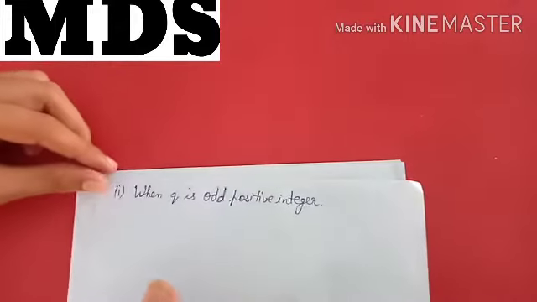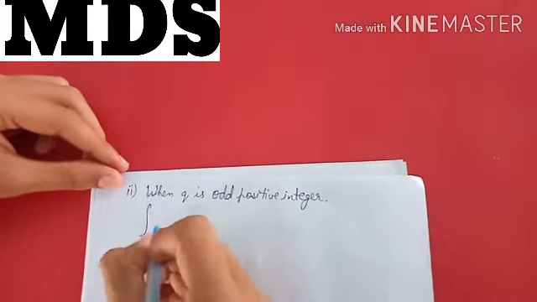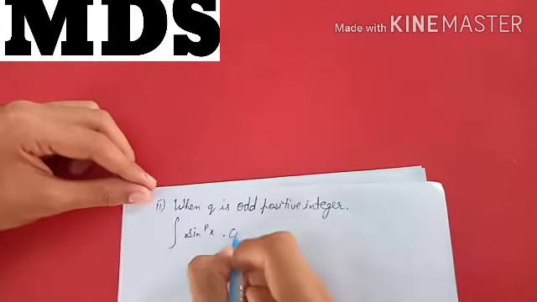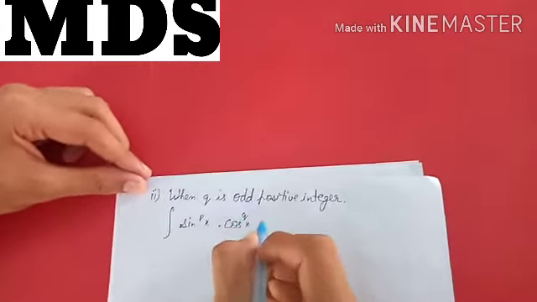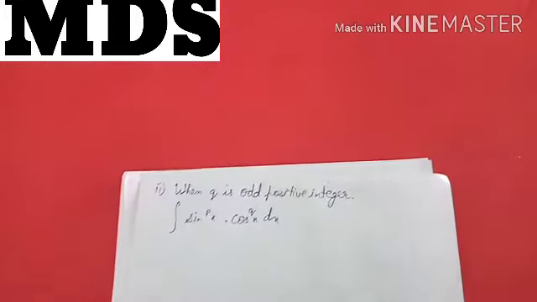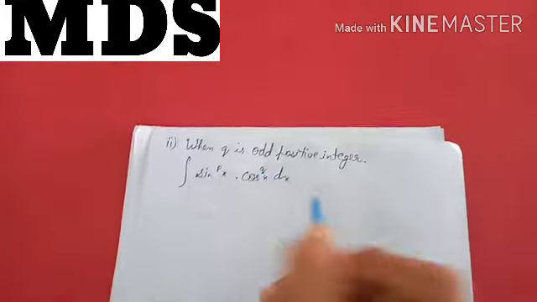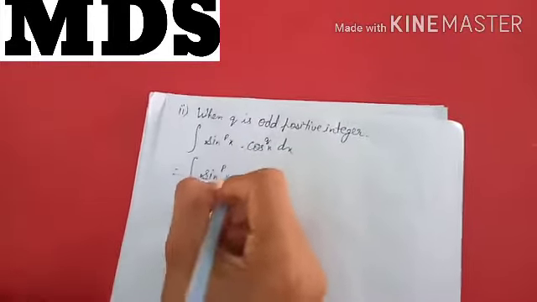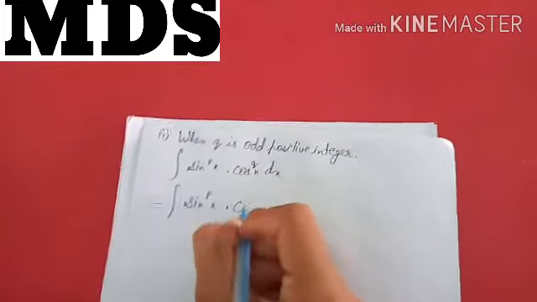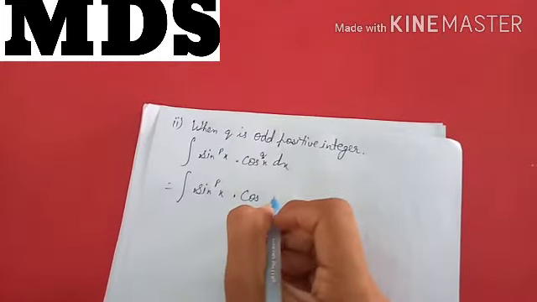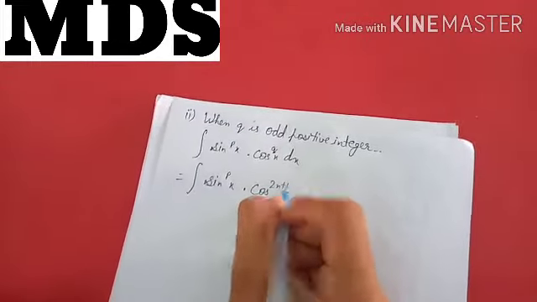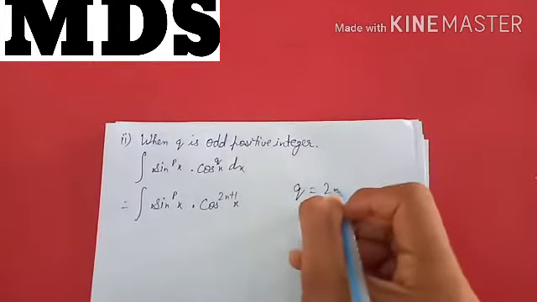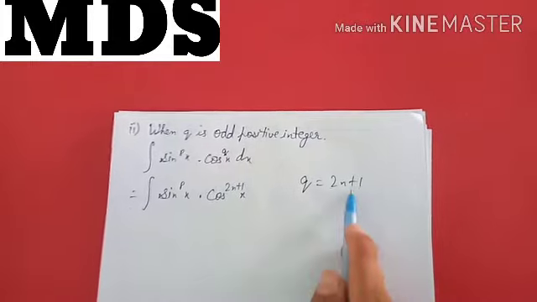In this question what will we do? Our question was sin raised to power p x into cos x raised to power q dx. So in this question we will replace q in the same form. It will be sin x raised to power p into cos x raised to power 2n plus 1. Now I can assume that q is equal to 2n plus 1, where n is a positive integer.